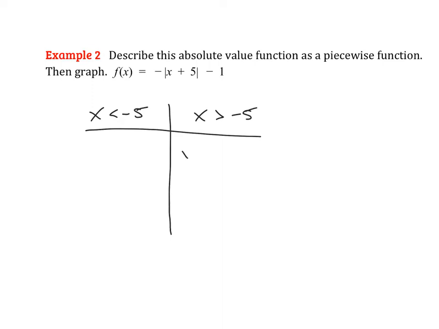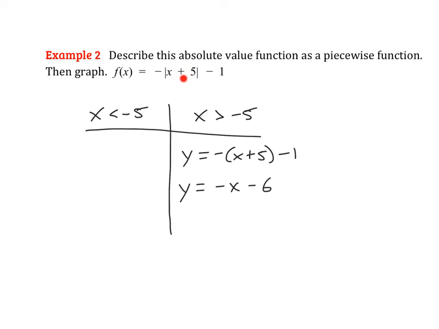So remember, for the values to the right, it's just the positive version of what's inside your absolute value. And then we're just going to distribute and combine like terms. So here we have negative x minus 6.